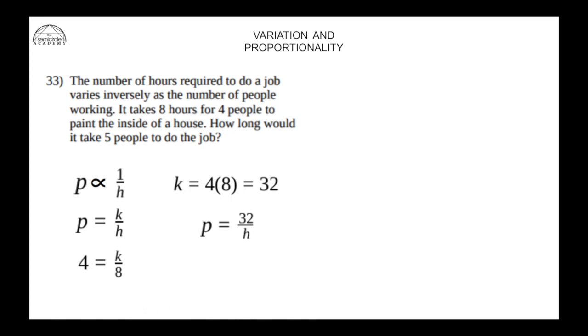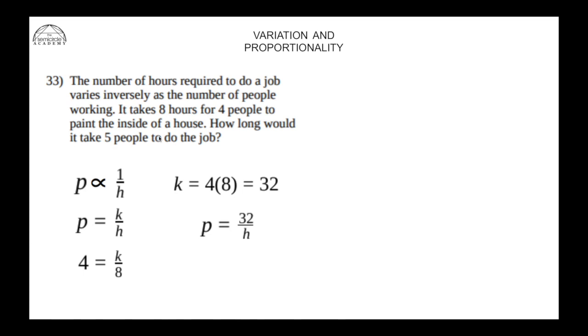You notice I still didn't read out the rest of the question yet. And look at all of the information that I got so far. Yeah? So it takes 8 hours for 4 people to paint inside of the house. And we saw that from that information, I could have gotten this equation. P is equal to 32 over H. Now we're going to read the question. How long would it take for 5 people to do the job?